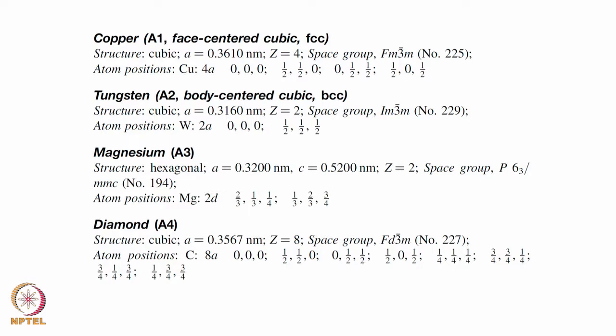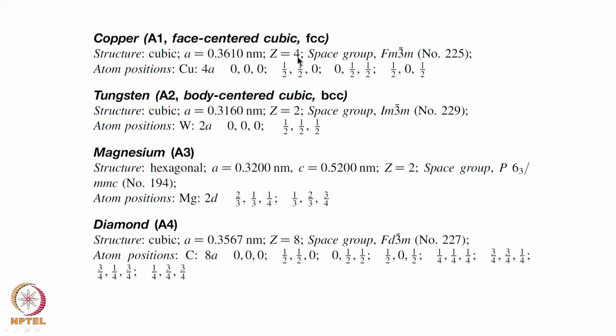Then the space group symbol, if you try to see it, it is Fm3̄m. This I will come to later. And then the number is given as 225. This 225 is the space group number. In that space group, if we go, we can see it. And the structure is cubic. Lattice parameter is given. Z is 4.